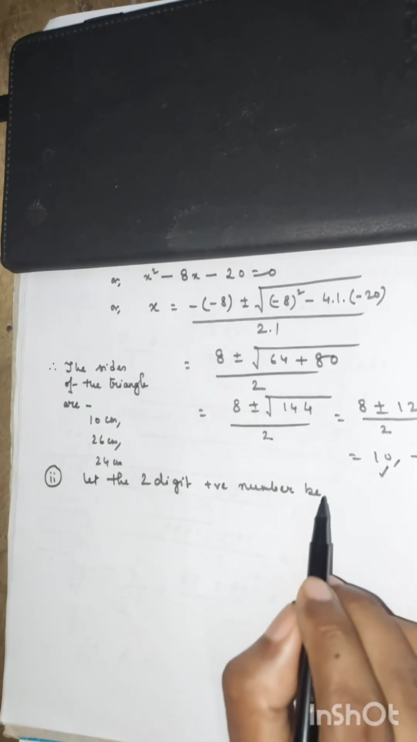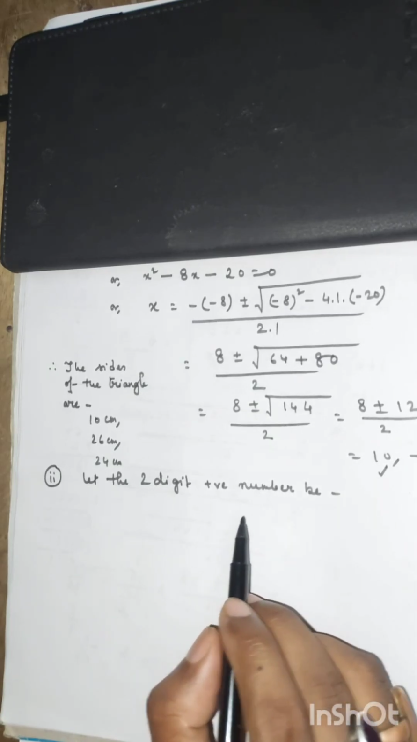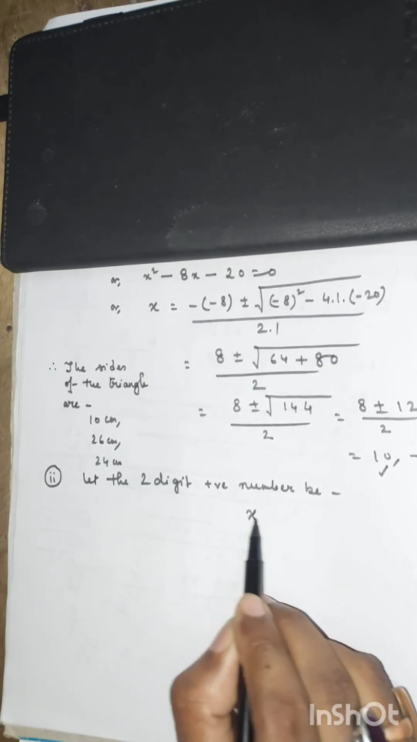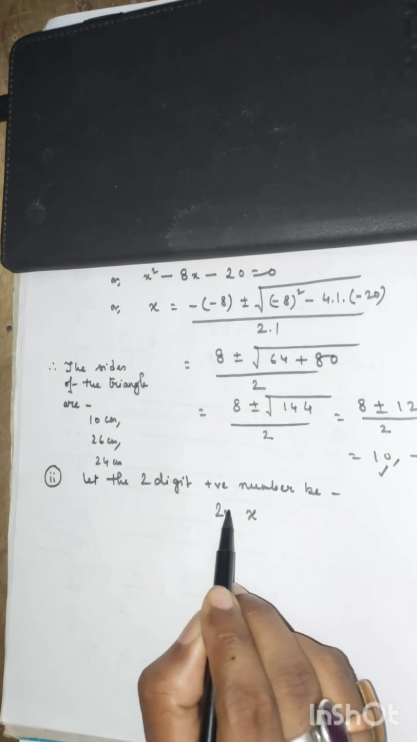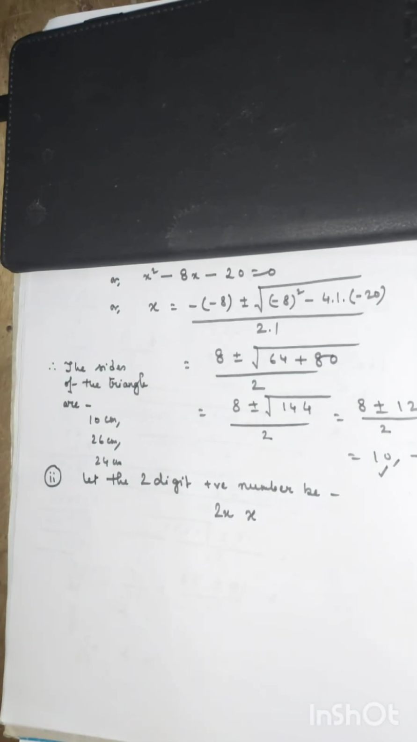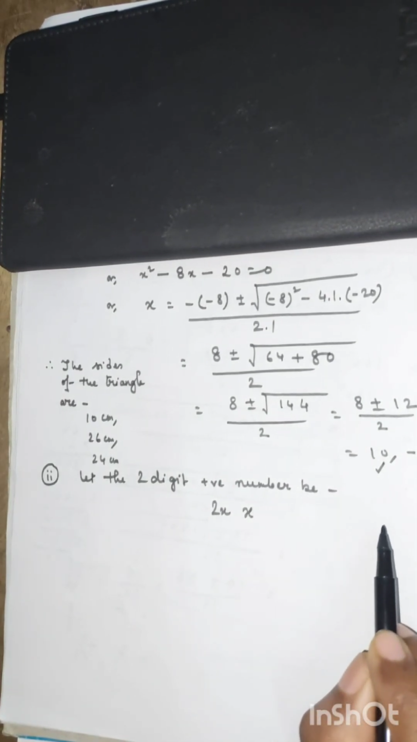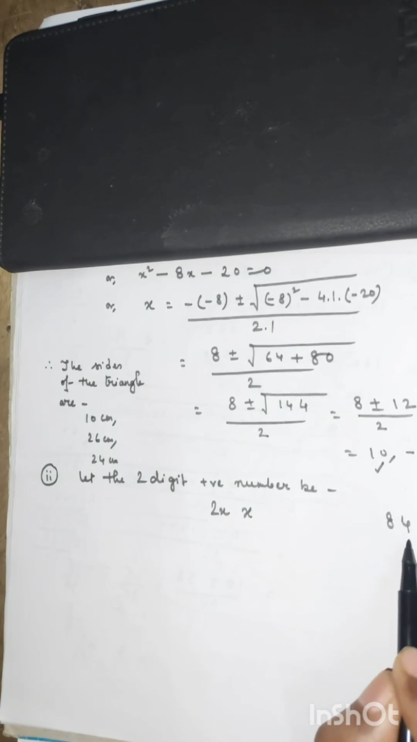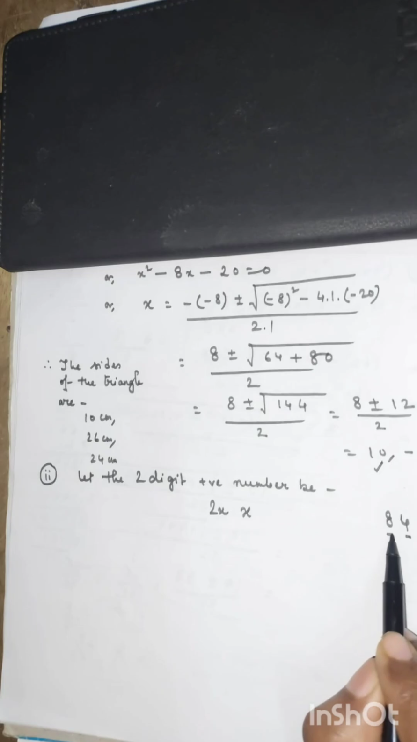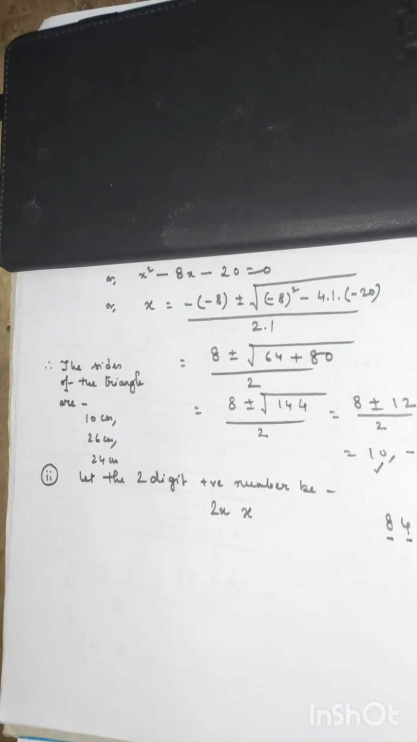Let the two-digit positive number be 2x x. This is how the number looks like. For example, we can write 84. So the tens digit is twice the units digit. This is what the question says.